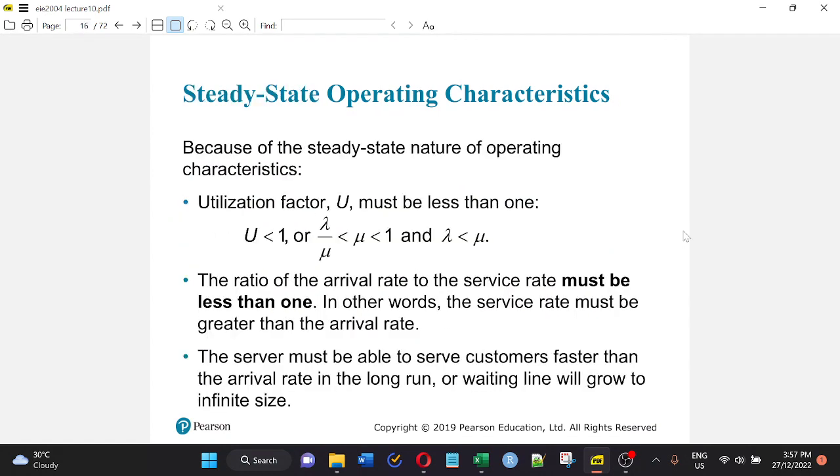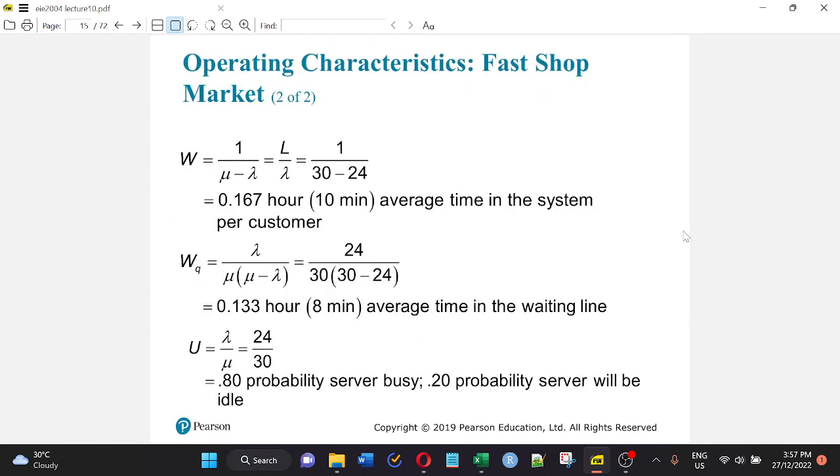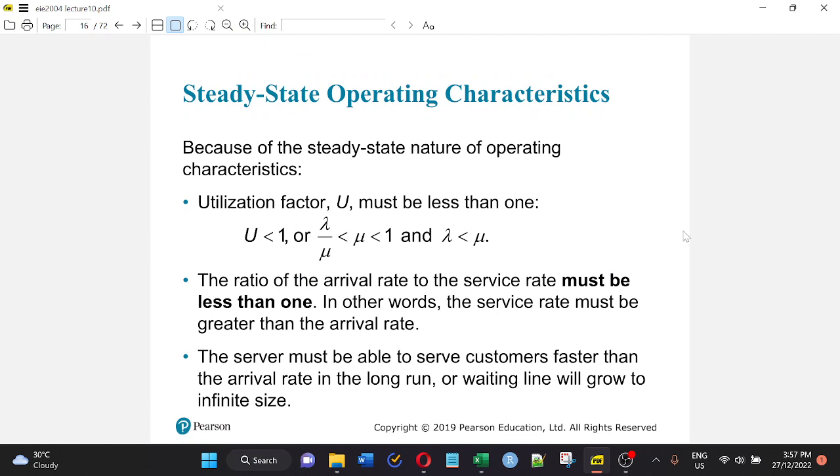So, the steady state operating characteristics. Because of the steady state nature of operating characteristic, the utilization factor U must be less than 1.